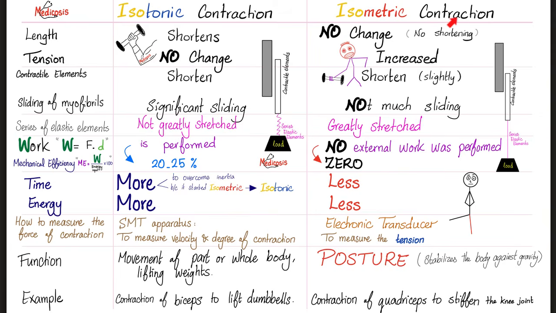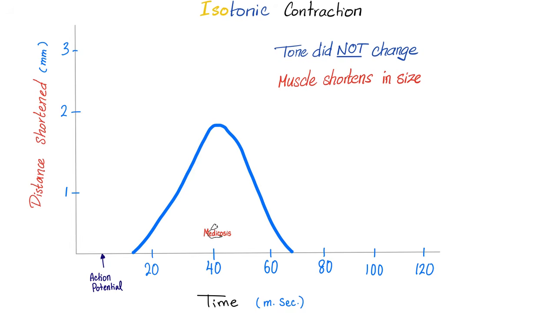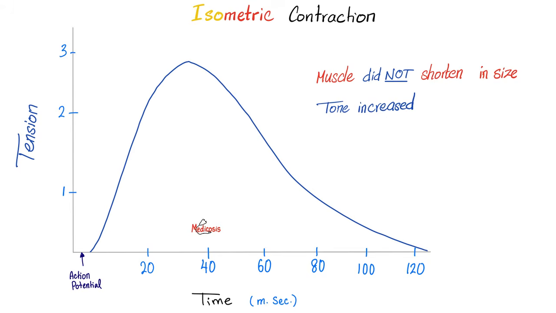In isometric contraction, however, iso, same length, there's no change in the length. What happened? The tension went up. In isotonic, the tone is iso, did not change. What changes is the muscle got shorter. So look at this. Yeah, the muscle got shorter, i.e. there is an actual change on the y-axis. But in isometric contraction, the length of the muscle stayed the same. What increased then? It's the tone. It went up, as you see here.